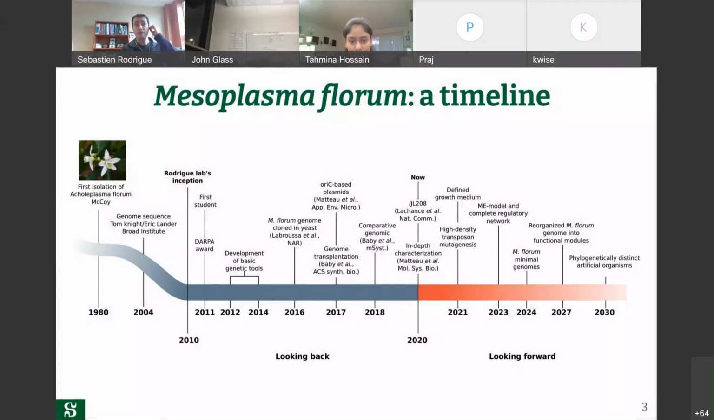My goal today is to give you a brief overview of what my lab has been doing with Mesoplasma florum for the past 10 years or so, and then to give you a preview of what will happen in the coming months and years, so that you can see the differences and the similarities between the research done on GCVI, SYN3, and Mesoplasma florum.